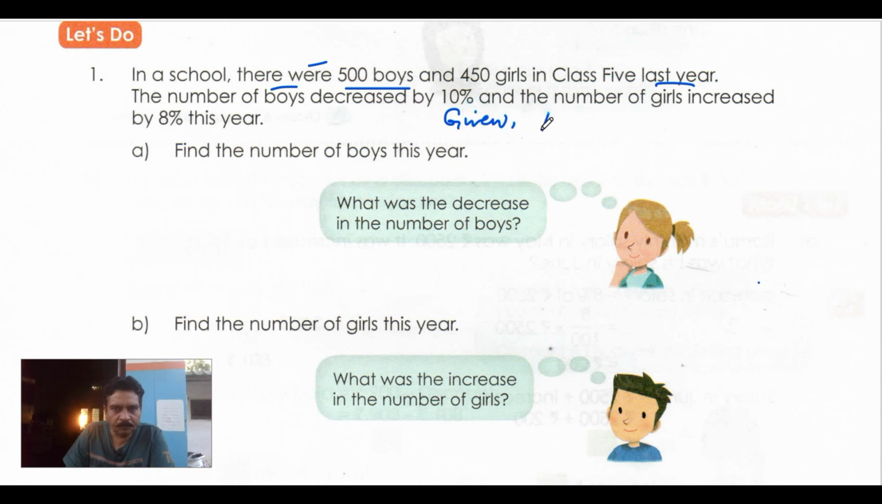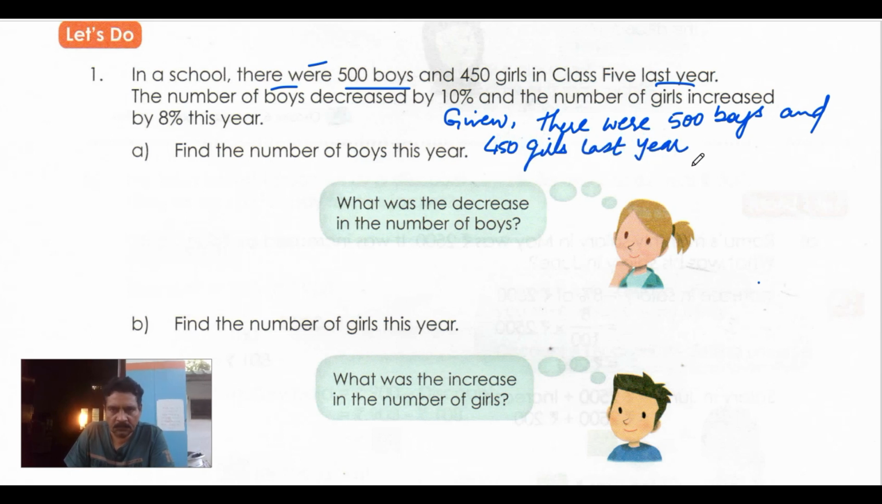Given, there were 500 boys and how many girls? 450, right? 450 girls last year. Okay, I'll write down here boys and this is girls. Boys, how many were there? 500. Girls, 450, right? Last year. This is last year's strength.